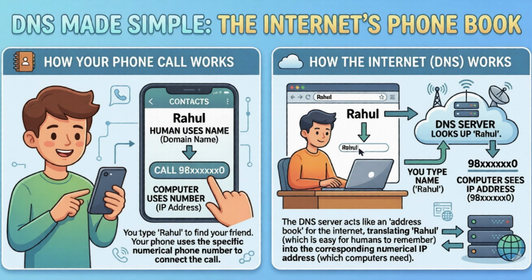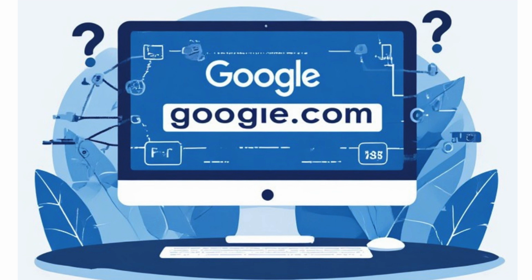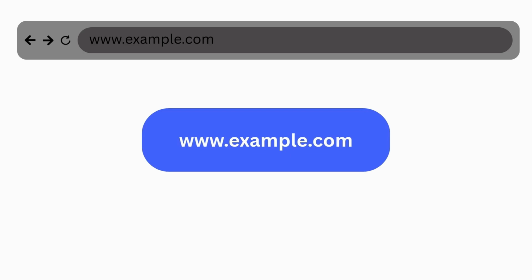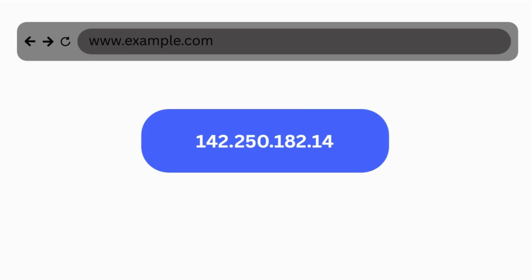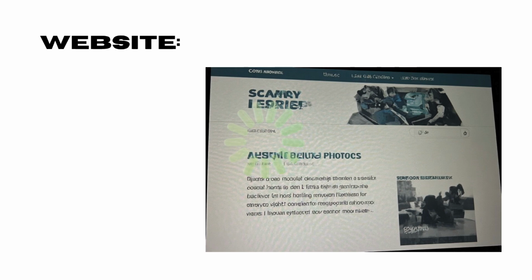When you type google.com in your browser, your computer does not actually understand the name google.com. Computers only understand IP addresses, so DNS is like a giant phone book for the internet. It takes the name you type, like google.com, and converts it into the IP address of Google's server. Then your browser connects to that IP address and loads the website.